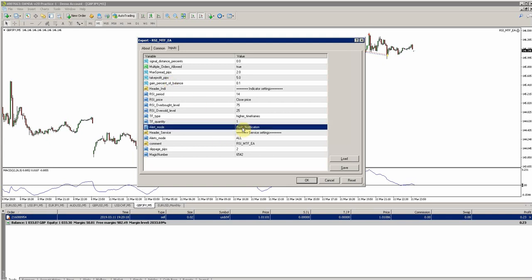I've also got push notifications, so throughout the day I've been getting notifications of when the signals are coming in, so a potential up or a potential down signal, but also when it opens and closes out the trades. Again, it's got some slippage on there and the magic number, if you're running multiple EAs. So that is the indicator settings. As you can see, it's fully customizable in terms of what you want to do.